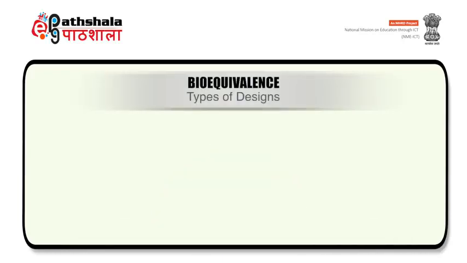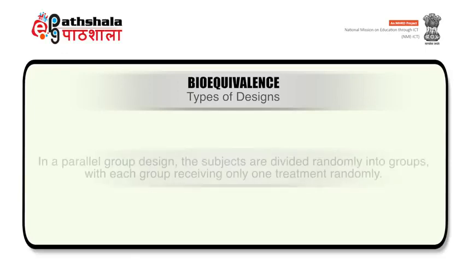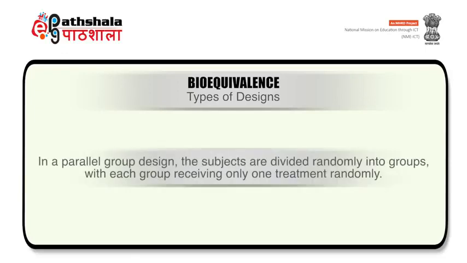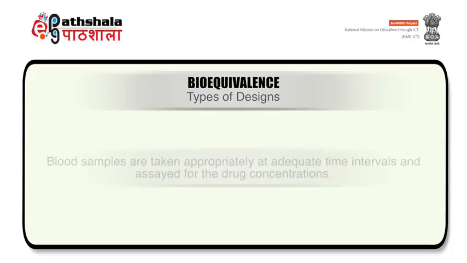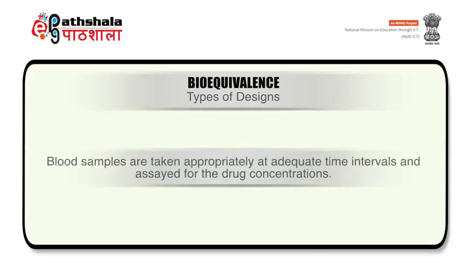Moving on, the different types of designs used in bioequivalence study are: first is the parallel group design. In a parallel group design, the subjects are divided randomly into groups, with each group receiving only one treatment randomly. The number of groups is the same as the number of treatments to be compared. Blood samples are taken appropriately at adequate time intervals and are assayed for the drug concentration.